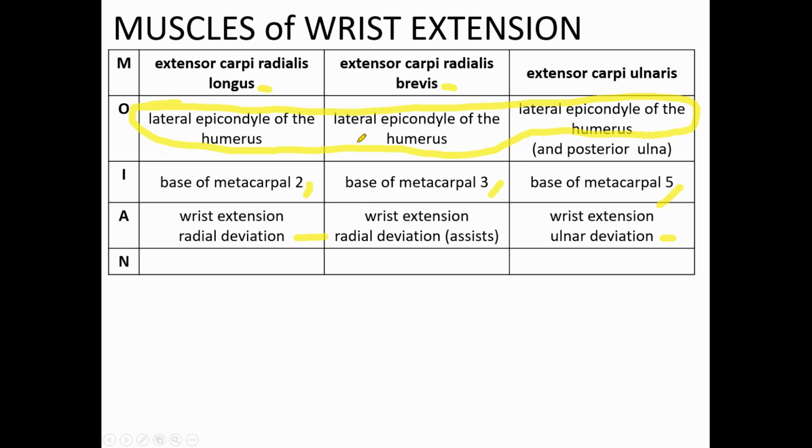To help you remember the difference between longus and brevis here: brevis goes to the base of metacarpal 3. How I remember that is if you draw a capital B and then you erase the line, what number are you left with? A 3. Do you see that? That's how I remember that, because there was no way I could remember it otherwise. So I just do silly things like that.